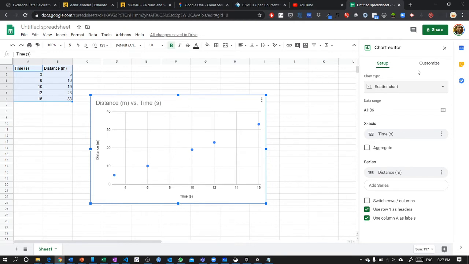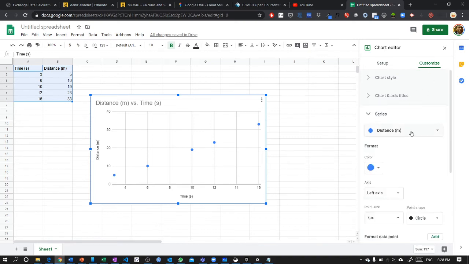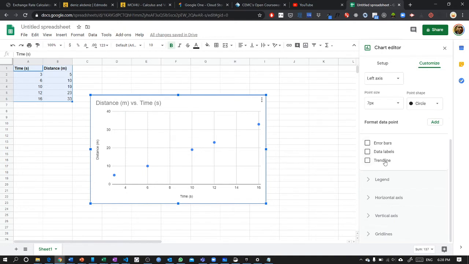You should all be familiar with the basic chart functionality of Google Sheets by now. So there's your scatter plot. Next up, to make a line of best fit, I'm going to click on the Customize tab. I'm going to select Series, and I'm going to click on Trend Line. Trend line is just another word for line of best fit. I'm going to click on that.